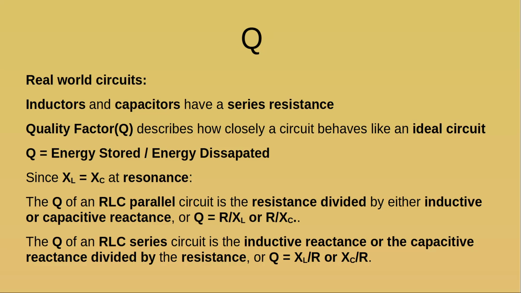So to find the Q of a parallel circuit, we divide the resistance by the capacitive or inductive reactance. It doesn't matter because they're equal at resonance. If it's a series circuit, we divide the reactance by the resistance.